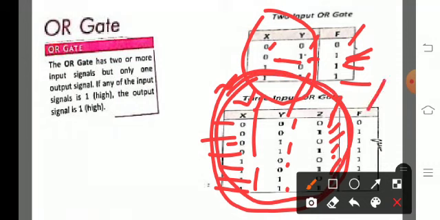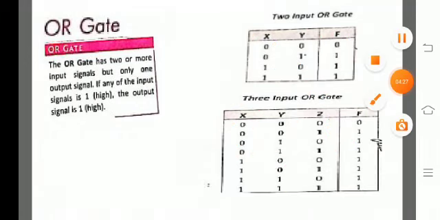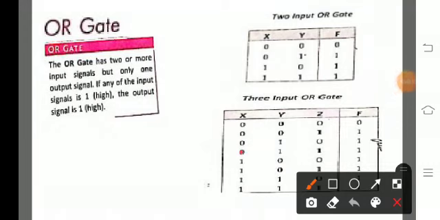Then OR gate. What is OR gate? If any one input is 1, the entire answer is 1. See here, this third row, 1 is there, answer is 1. Fourth one, 1 is there, answer is 1. Fifth one, so in any combination, if you have any one 1, the answer is also 1. Because suppose the third one, 0 plus 1 is 1, 1 plus 0 is also 1, the answer. Same OR operator concept.